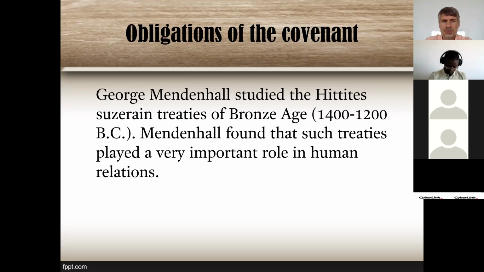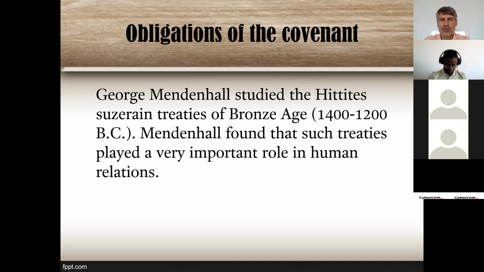He became famous for several things, and one of the things is his article that he published in the journal Biblical Archaeologist in 1954. You can find this article in JSTOR. And in this article, he argued that the covenant between God and people was made according to the pattern of the Hittites' suzerain treaties.